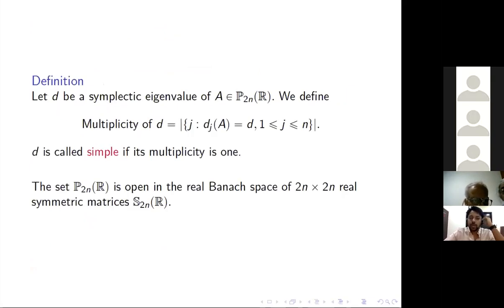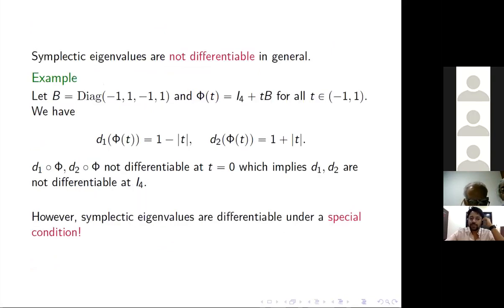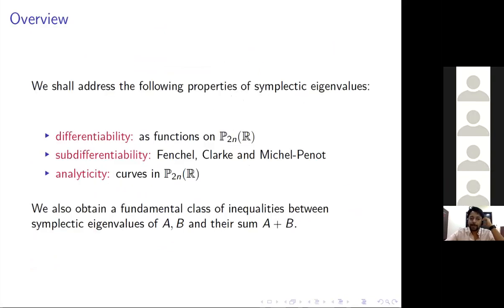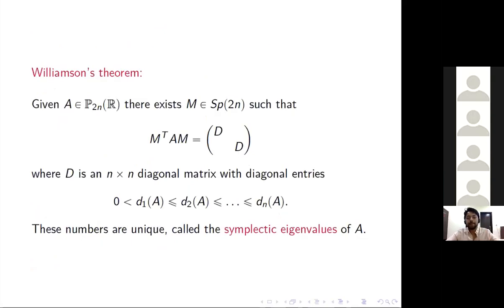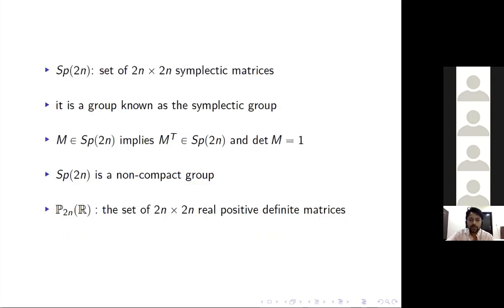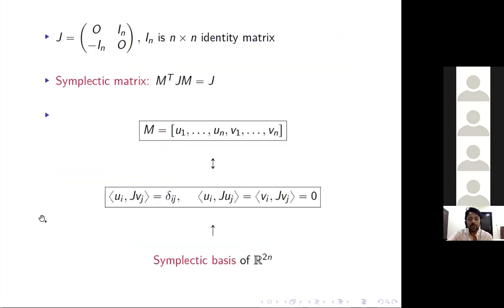Am I right? No, I think you're mixing two different things. There is A which is being diagonalized by M. So I am interested in the structure of M. So M transpose J M is equal to J. It's not diagonal. J is not diagonal. So it's A which is being diagonalized by a symplectic matrix.